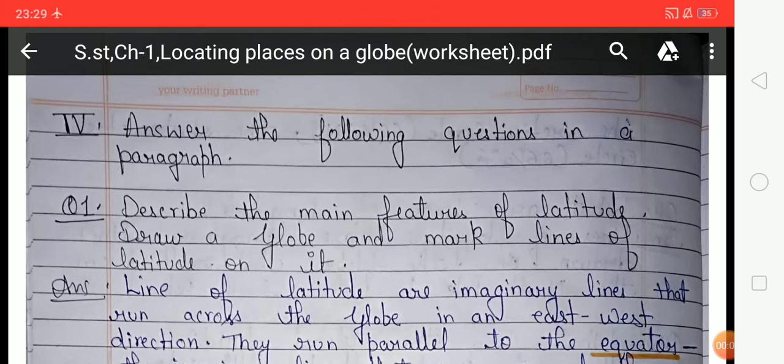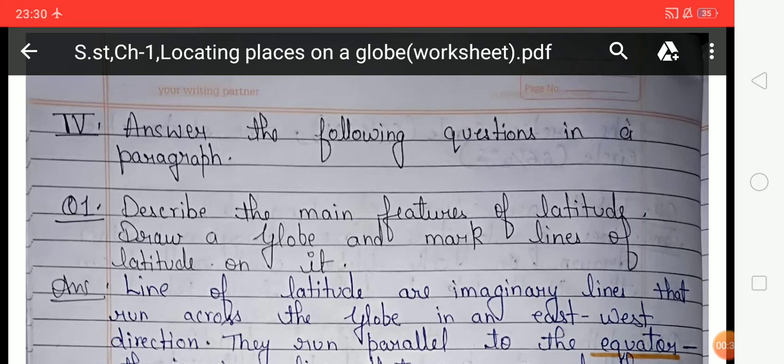In our last video, we discussed chapter number 1, Locating Places on a Globe. In this video, we are going to discuss the worksheet of chapter 1, that is, answer the following question in a paragraph. So students, first of all, let's have a quick overview of chapter 1, because the whole exercise depends upon the topics of chapter 1.